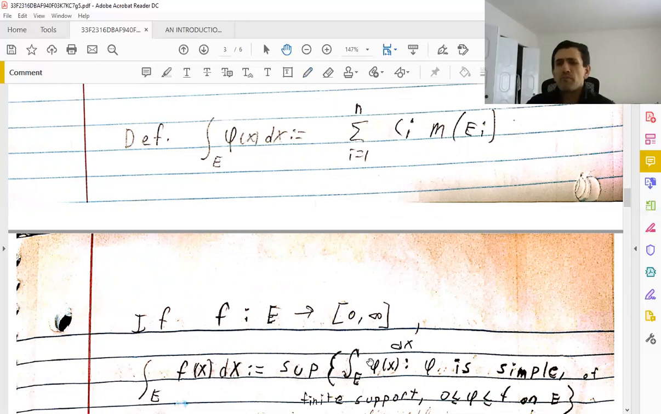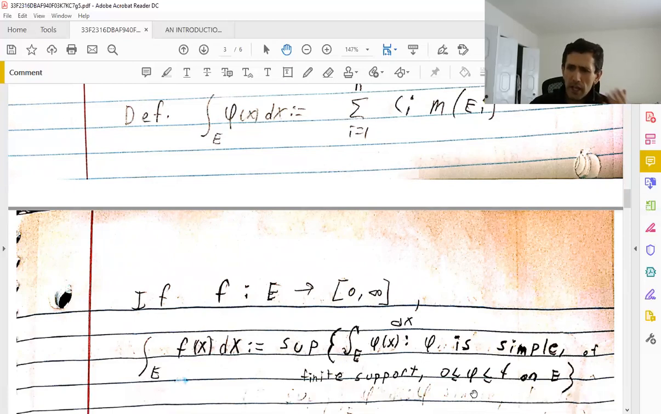So anyway, we could have defined the Lebesgue integral of a non-negative function as the supremum of all these integrals, where phi is simple with finite support, and phi is non-negative and less than or equal to f on E. Actually, we defined the Lebesgue integral for a non-negative function a little bit differently, but homework was that these two are equal. Here we're going to define the Lebesgue integral of a non-negative function to be this supremum.